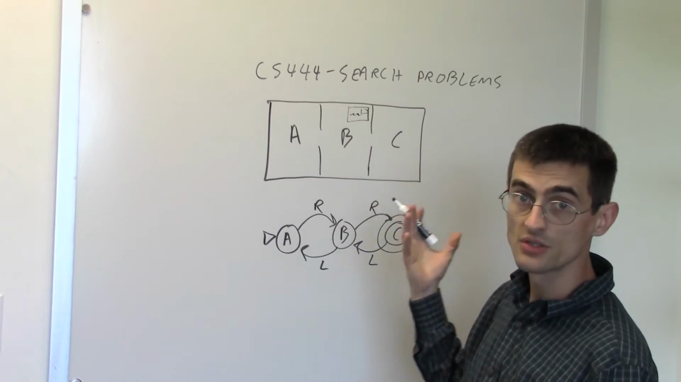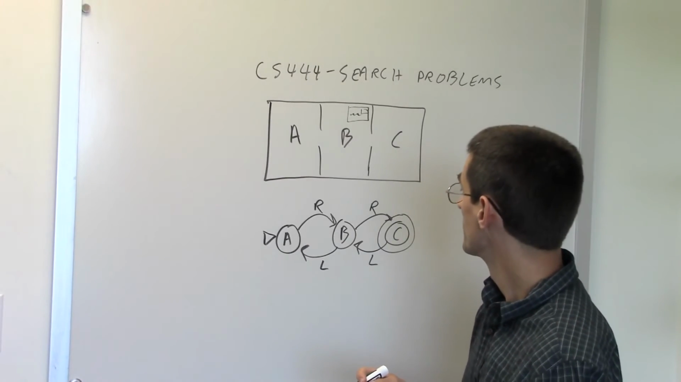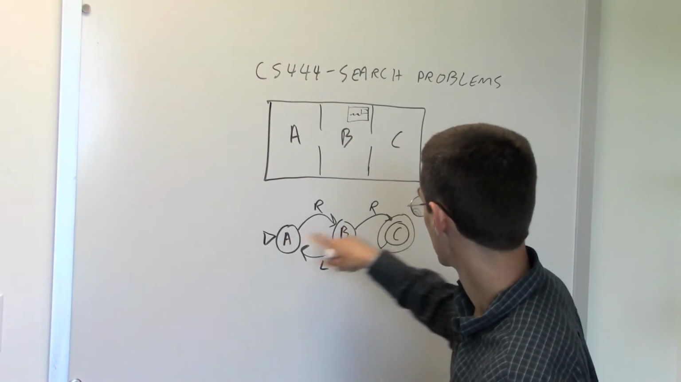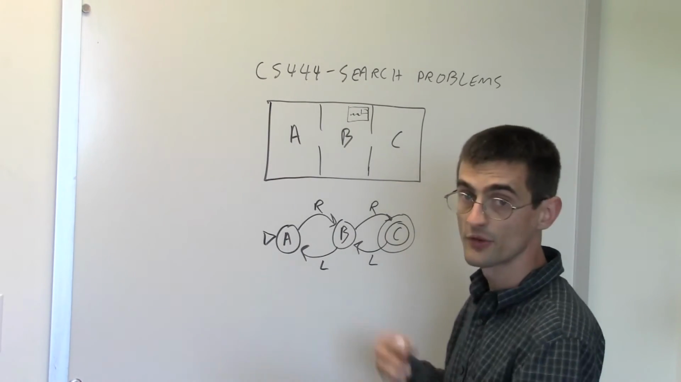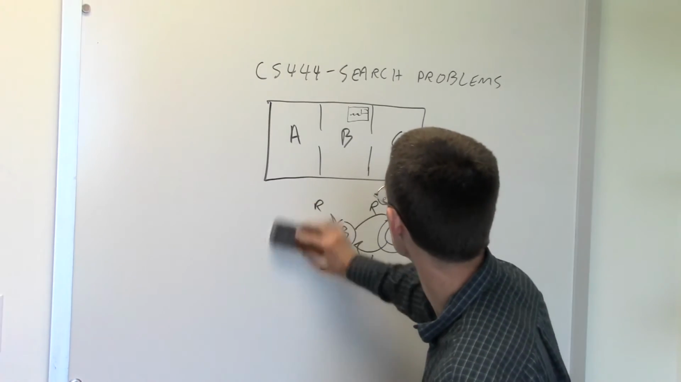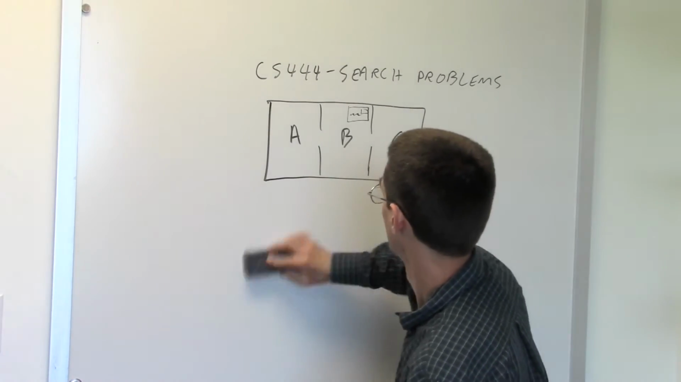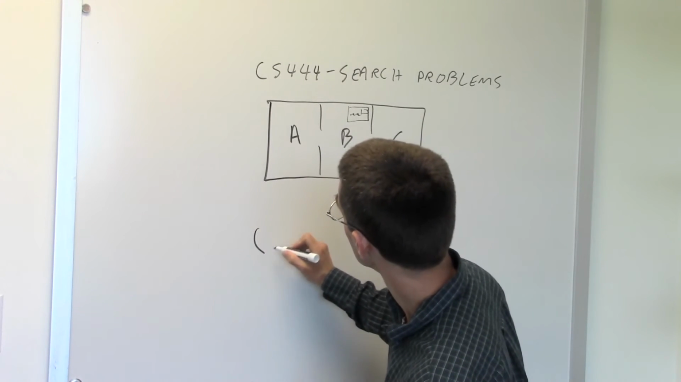So now the agent's goal is to pick up the letter and deliver it to room C. This description of the state doesn't capture any information about whether or not the robot has the letter. So what we need is a new state representation. And a natural way of representing the state now might be as a tuple.